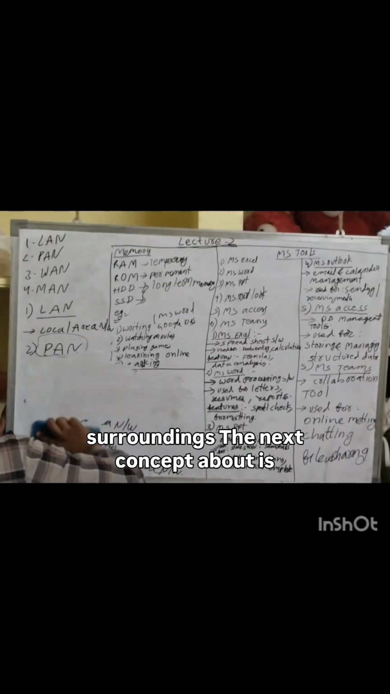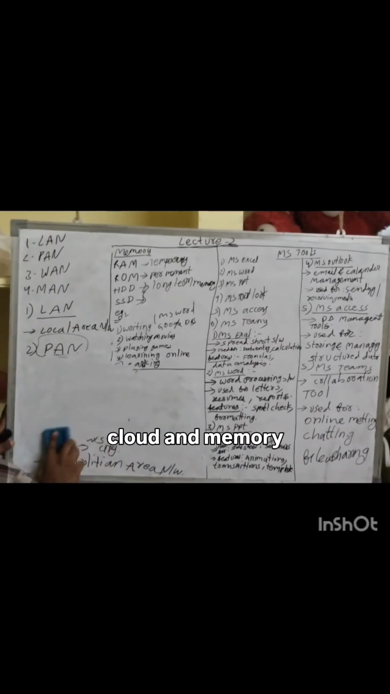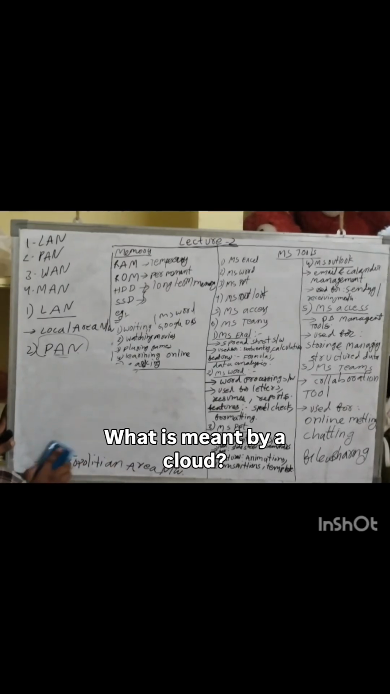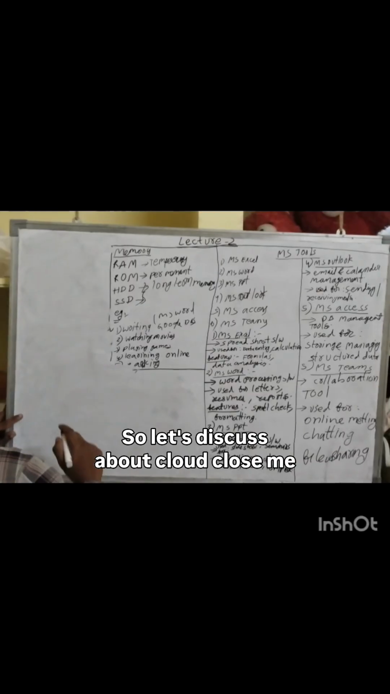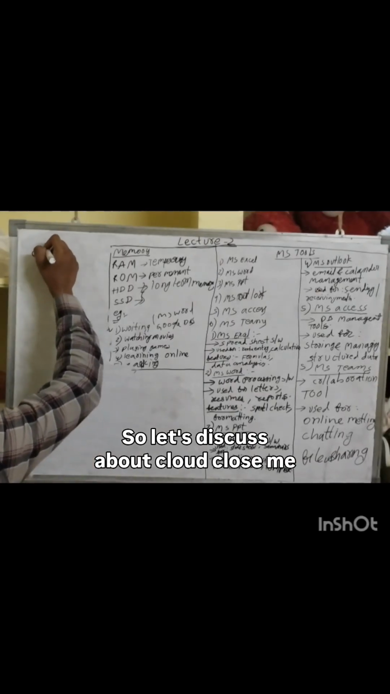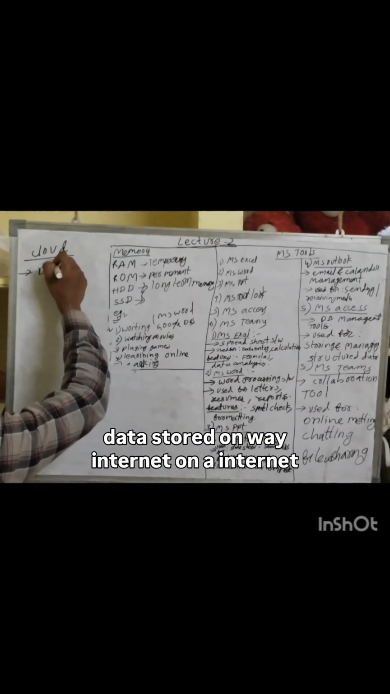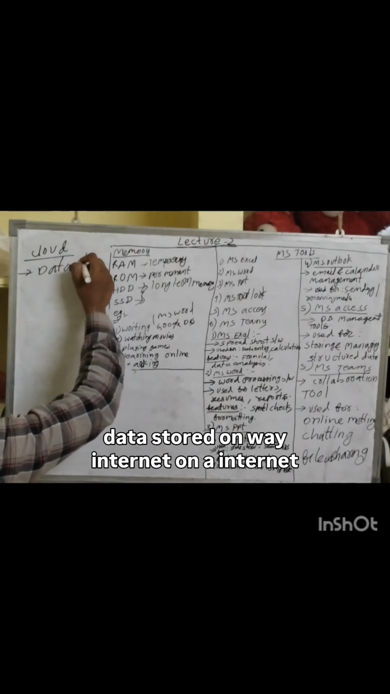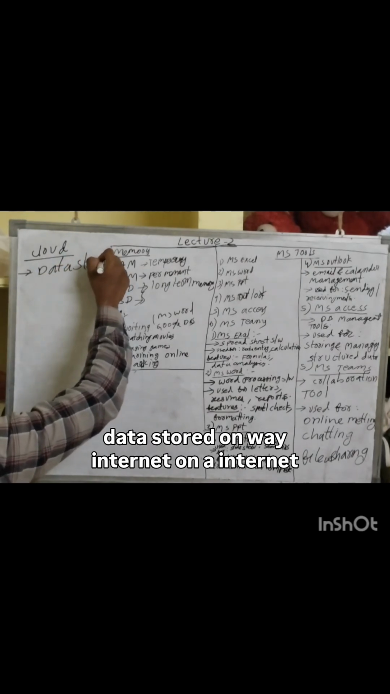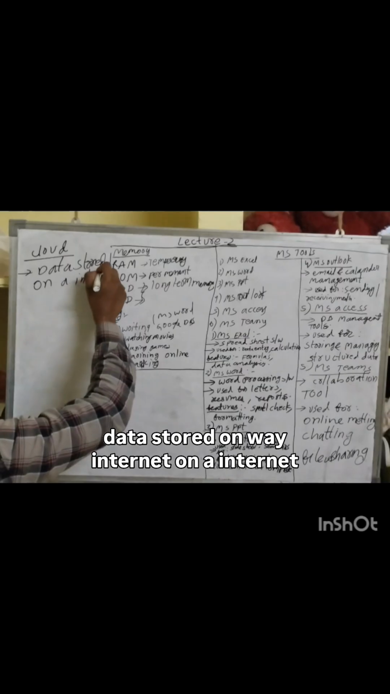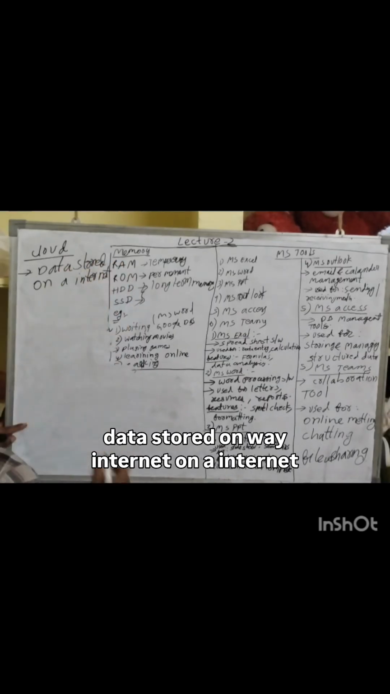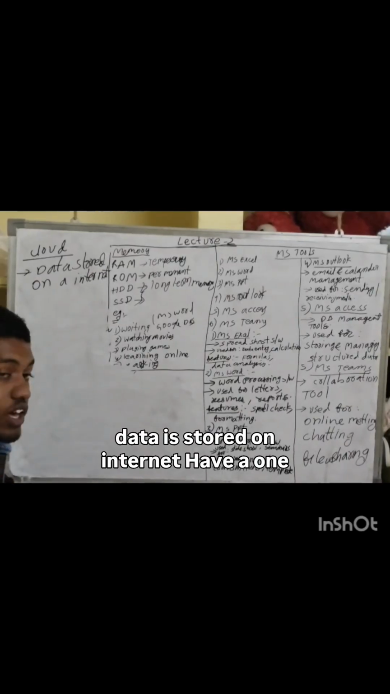The next concept we discuss is cloud and memory. What is meant by a cloud and what is meant by a memory? Let's discuss cloud first. Cloud means data stored on the internet.